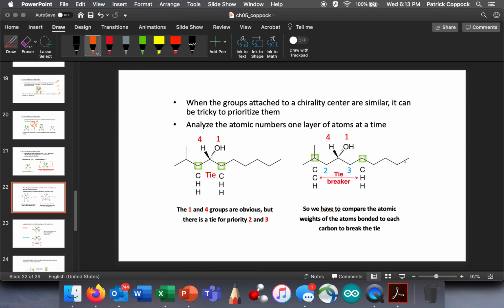All right, so now if you've got groups where you've got a tie. Look at this. I've got a carbon, atomic number 6, and I've got a carbon here, so it's a tie. Do you see that? This is my number 1 group, though. Oxygen's the biggest, and hydrogen is definitely the lowest. But if I have a tie, I've got to go out to the next group.